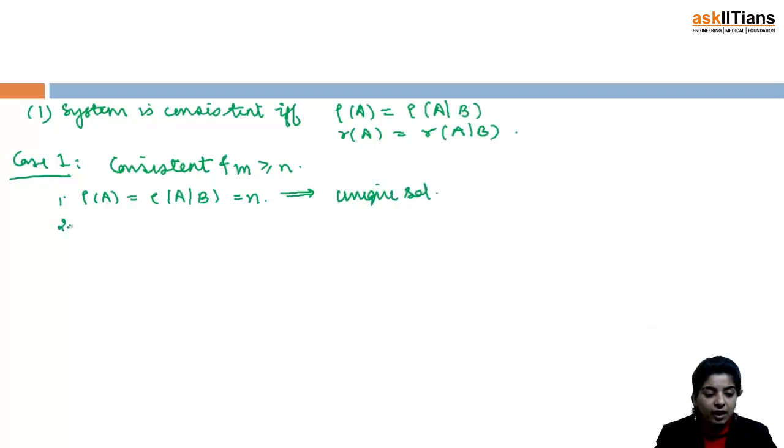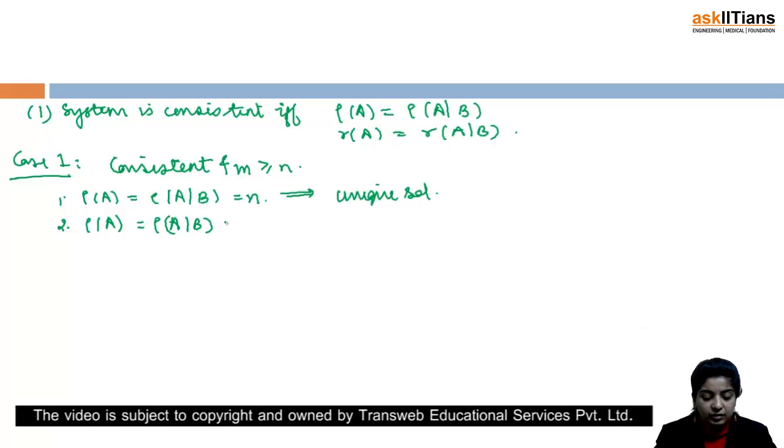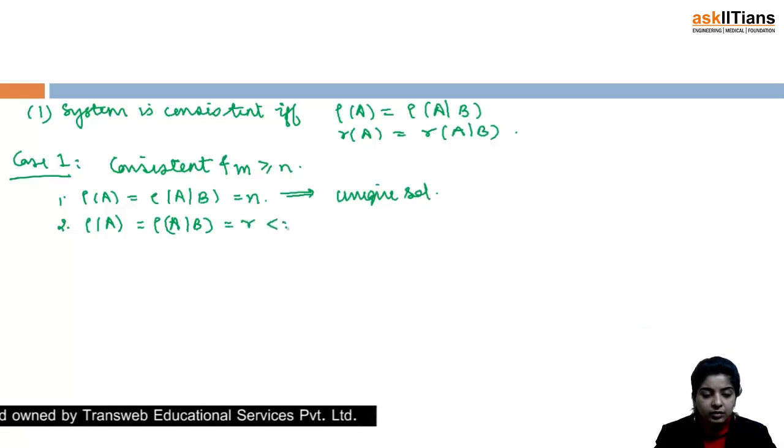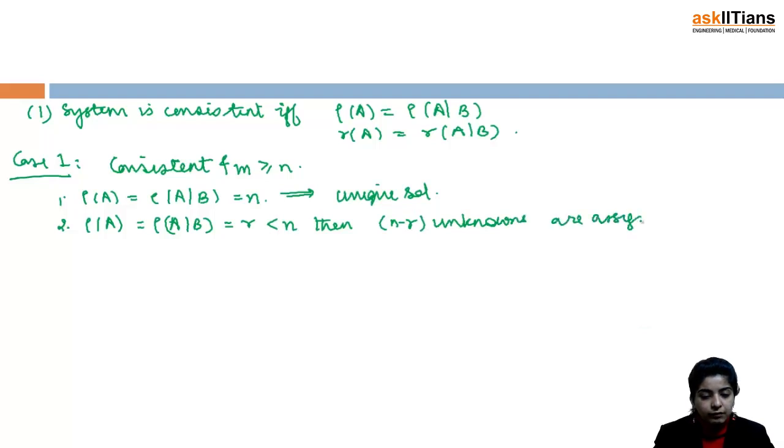And then we have, in case rank of A is equal to rank of A augmented B, but that is equal to some R, say, which is less than N, then N minus R unknowns are assigned arbitrary values. What does that mean? Okay, first of all, I'll discuss both the cases and then I'll explain to you.